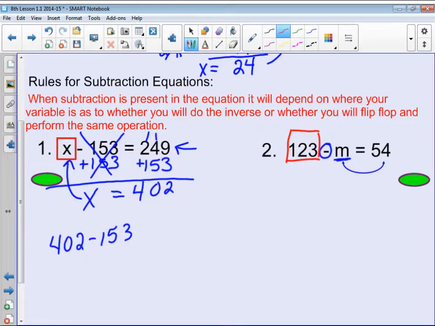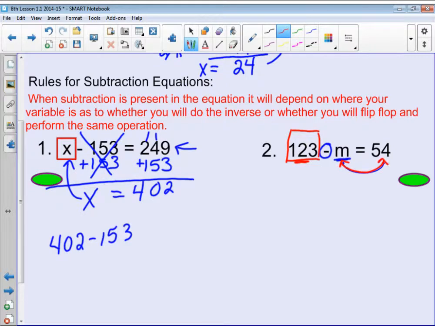Well, if I add between the two numbers, because I know I have to move the 123 to the other side of the equal sign, that's going to give me a number that's bigger than 123, right? And I don't want that because my 123 is in the front spot. It has to be the largest number. So I'm going to go ahead and do a flip-flop.